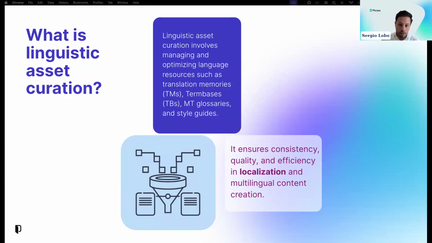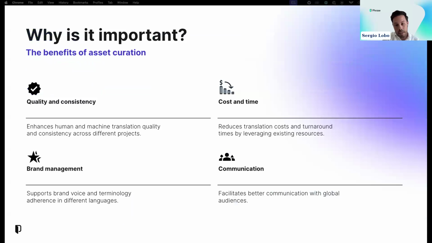Linguistic asset curation involves managing and optimizing language resources such as translation memories, termbases, MT glossaries, and style guides. And it ensures consistency, quality, and efficiency in localization, and also multilingual content creation. Linguistic assets are crucial for both human and machine translation quality and customization. They allow linguists to provide translations that reflect an enterprise's brand voice, and they are also used to create custom machine translation models, as Craig was explaining, enabling highly customized output that meets specific customer needs.